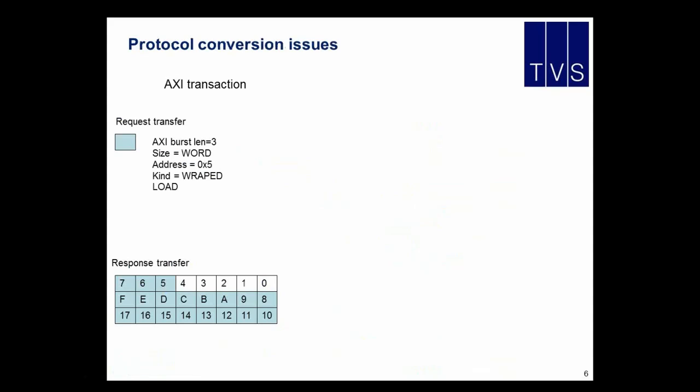Protocol conversion issues. If one master is responsible for sending one transaction to one slave, this is fine. It means we carry a message. The message is usually specific data to a specific address. Now, if you look at one simple AXI transaction here, the request is a burst of length 3, starting at address 5. We're doing a load, nothing complicated. So we're going to read the address 5 up to 17 in XML. These are the data that we care about.